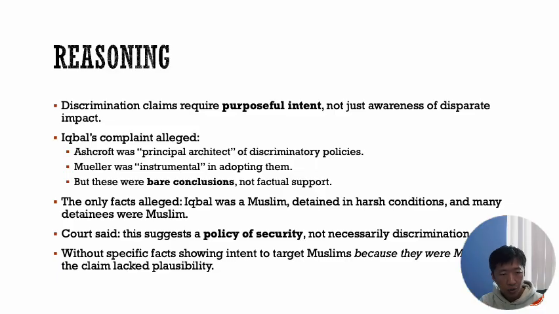Next, Iqbal's complaint alleged that Ashcroft was the principal architect of discriminatory policies, and Mueller was instrumental in adopting them. But these were bare conclusions, not factual support. That's the court's opinion. You can say that Ashcroft was the principal architect, but that is a conclusion, because it's like saying Ashcroft violated the discriminatory policies or the anti-discrimination law. So this is the legal conclusion.